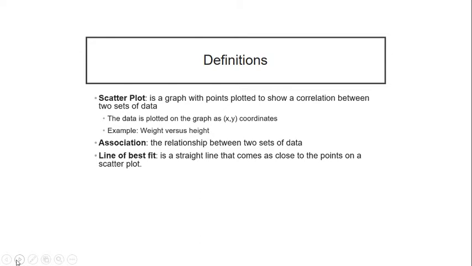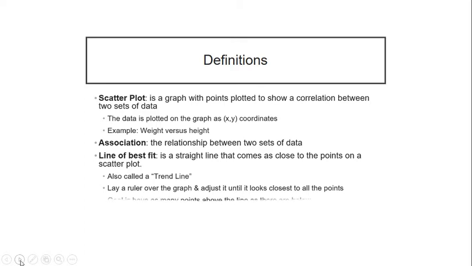And a line of best fit is a straight line that comes as close to all the points on the scatter plot as possible. We use a line of best fit in mathematics to make predictions. We also call this line the trend line. So if we lay out a ruler over the graph and adjust it until it looks like it's closest to all the points, that would approximate a line of best fit. The goal is to try to get about half of the points above that line and half of the points below that line. So the goal is to have as many points above the line as there are below the line.